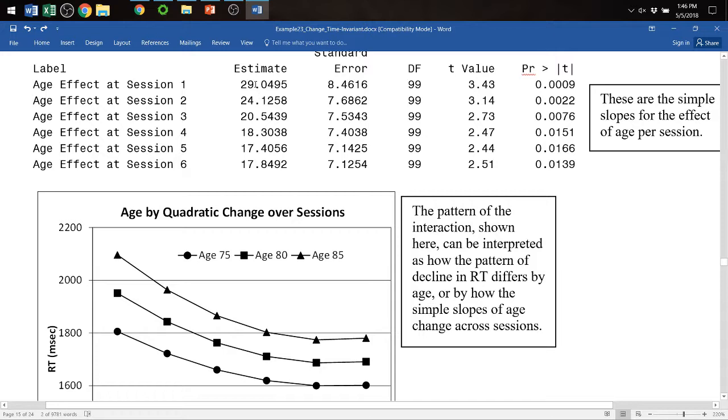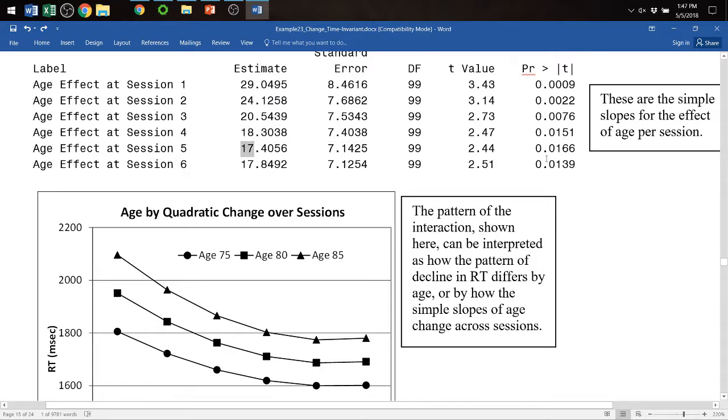is age by quadratic. So the age slope is 29 at time 1. It drops by 5 by time 2. It drops only by 4 by time 3. So it's diminishing over time, but at a lower rate. It's not a linear diminishment. Diminishment, is that a word? Any votes? It is now. Diminishment.